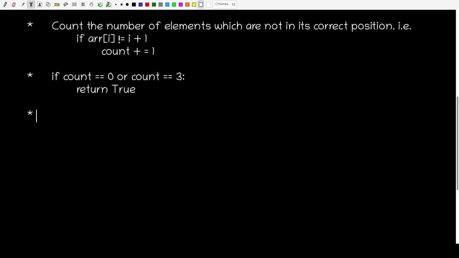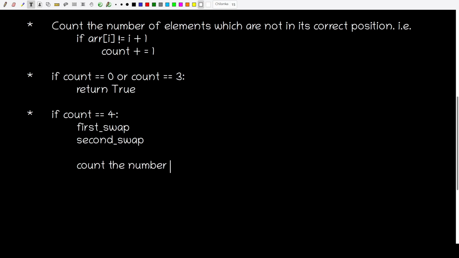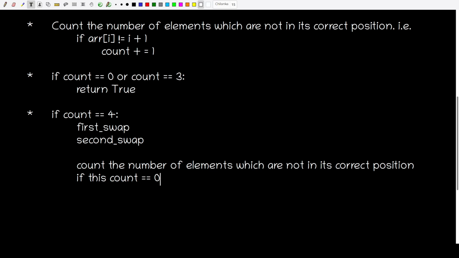In the case where the count is equal to 4, it may or may not be possible to sort the array using 2 swaps, because of which we are going to do 2 swaps over here. So this will be my first swap, and then this will be our second swap. After doing these 2 swaps, we are again going to count the number of elements which are not in their correct position. If this count equals 0, that simply means by 2 swaps we are able to sort the array, in which case we can return true. Otherwise, if none of these conditions are satisfied, then we return false. And that's the whole idea behind solving this problem.